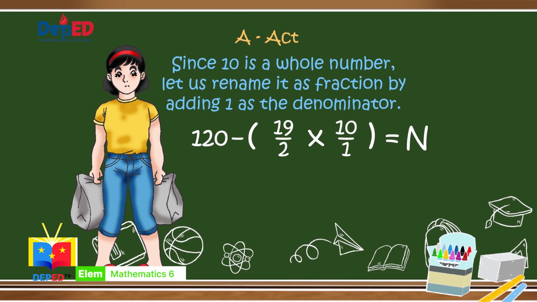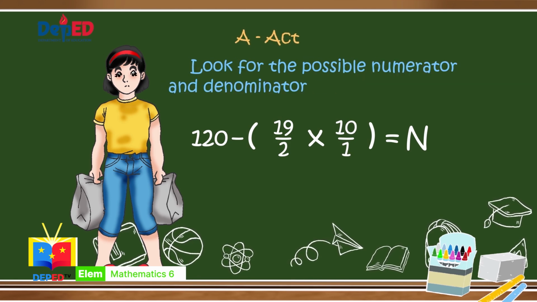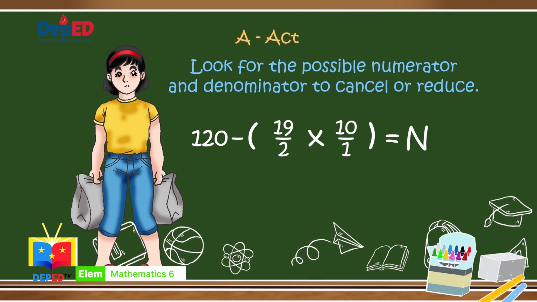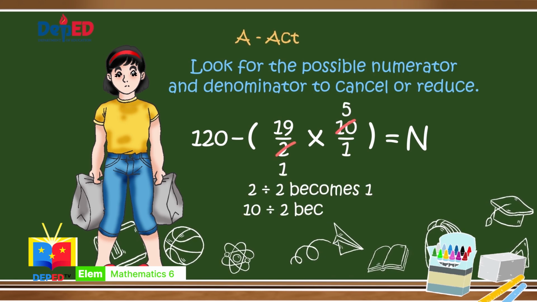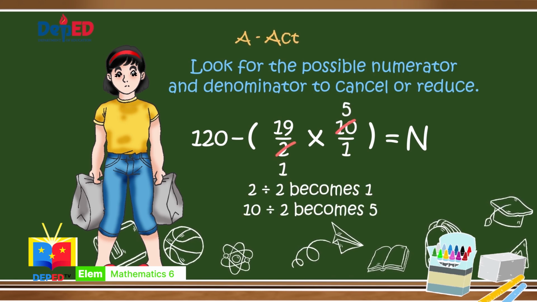By using cancellation method, look for the possible numerator and denominator to cancel or reduce. Is there a pair of numerator and denominator with greatest common factor or GCF other than 1? Yes, we have 2 and 10 with their GCF 2. Cancel or reduce 2 and 10 by dividing by their GCF 2. 2 divided by 2 becomes 1. 10 divided by 2 becomes 5.